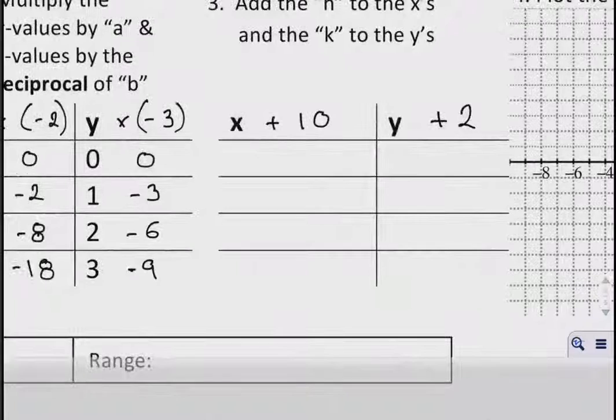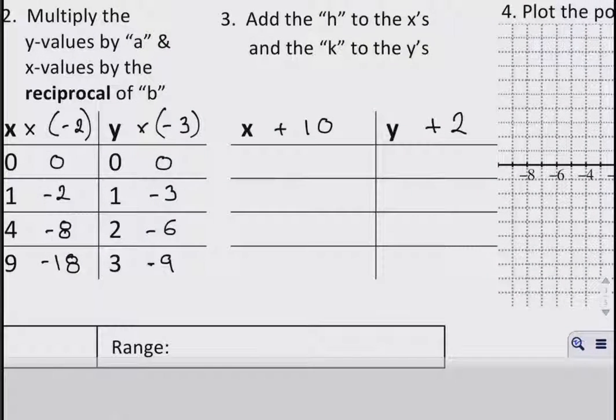So this is everything from the previous table of values. So 0, when I add 10, I get 10. -2 and 10 is 8. Then 2, and -8. For the y values, I get 2, -1, -4, and -7. And those are the points we are going to graph. Those final coordinates are what we put on our grid.